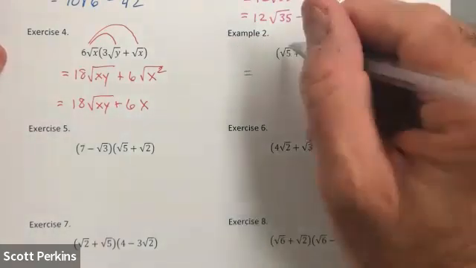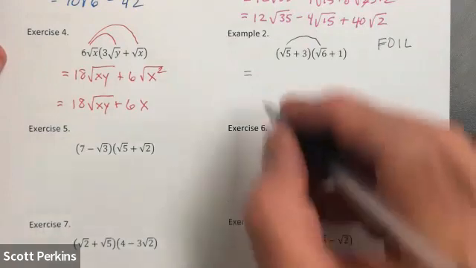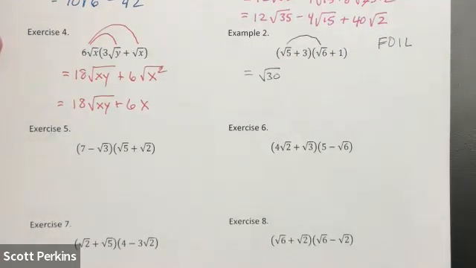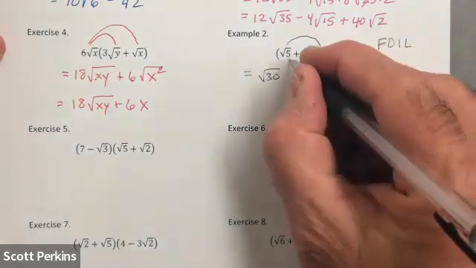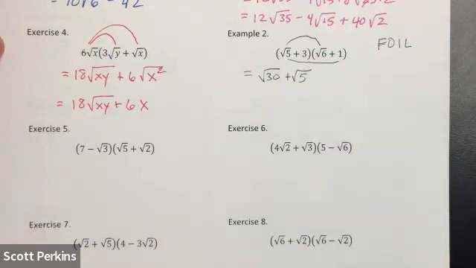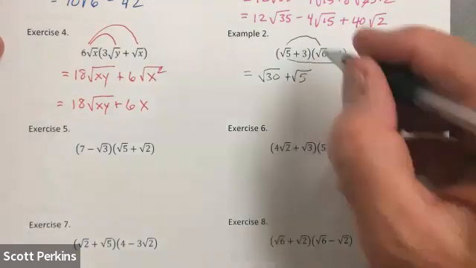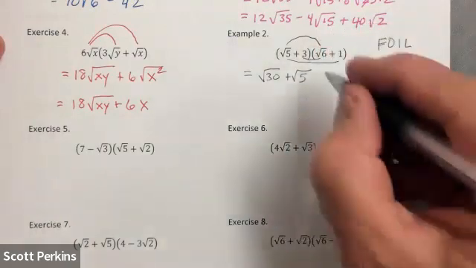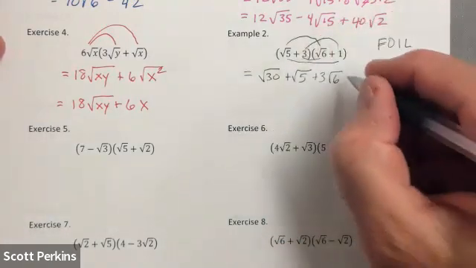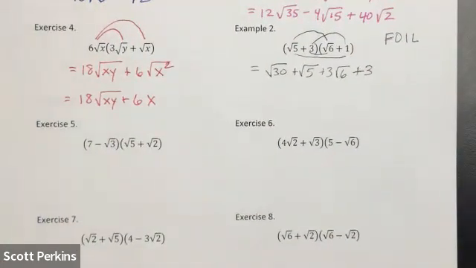So my firsts, square root of 5 times the square root of 6, that is the square root of 30. Okay, that's not going to simplify. 30 is 6 times 5 or 3 times 10. There's no pair of factors that have a perfect square. My outers, square root of 5 times 1 is square root of 5. Always like to multiply by 1. My inners, 3 times the square root of 6 is 3 square root of 6. And then my lasts, 3 times 1 is just 3. And there we go. Nothing there simplifies. I am done.